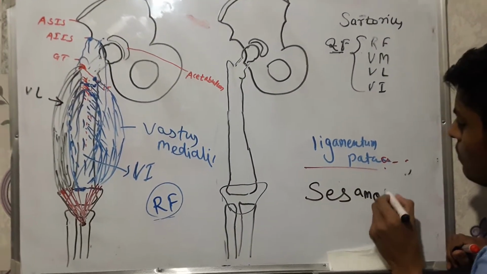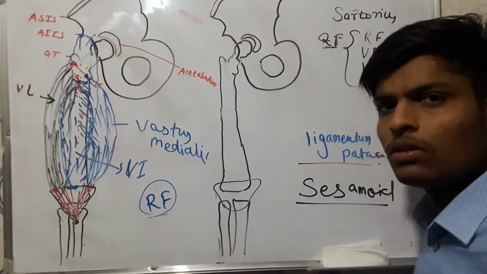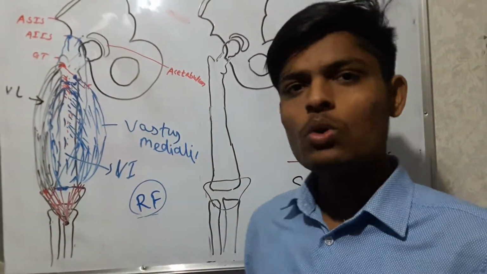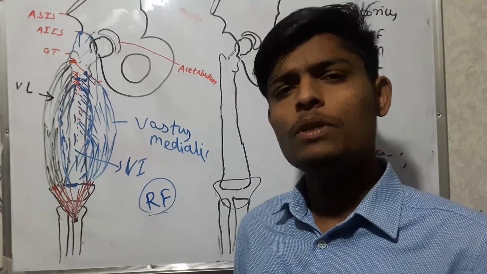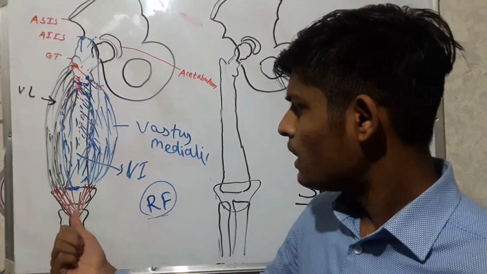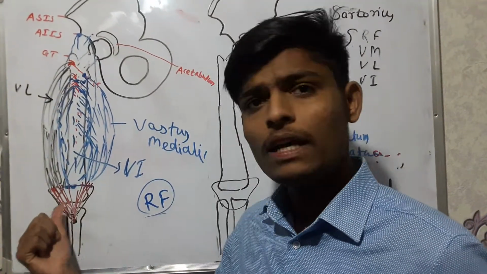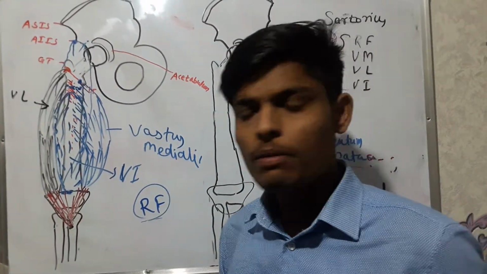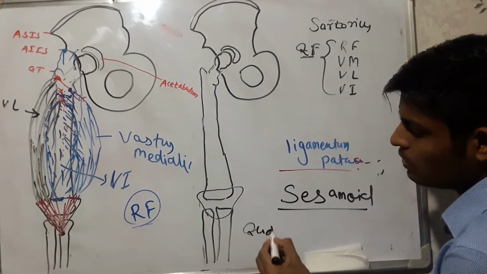Sesamoid bone. So we know patella is a sesamoid bone. Why do we call it a sesamoid bone? A sesamoid bone is such a bone which grows under the tendon of any muscle. In the upper limb we have pisiform, which grows under the tendon of flexor carpi ulnaris. Similarly, here this patella is a sesamoid bone. Why? It grows under the tendon of quadriceps femoris muscle. So you will remember patella is a sesamoid bone because it grows under the tendon of quadriceps femoris.